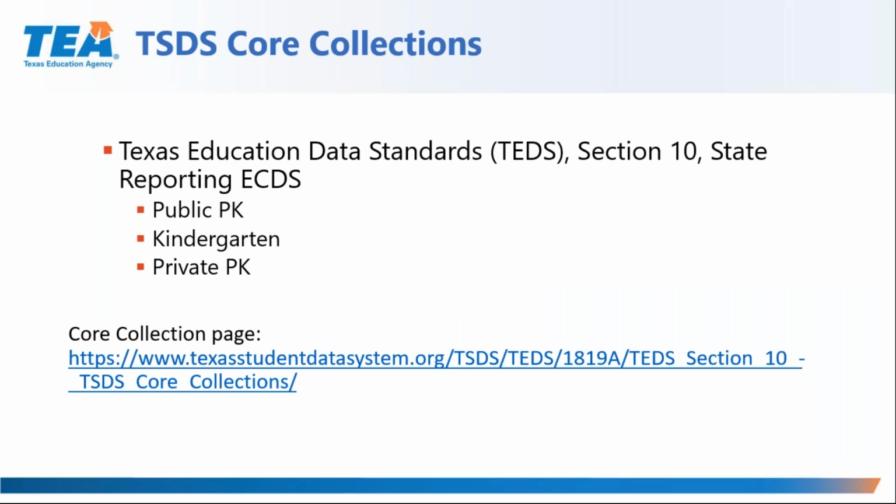So just a little bit of a highlight on the TSDS core collections. So in the core collections, the Texas Education Data Standards, Section 10 specifically relates to ECDS. So this will include the data standards for public pre-kindergarten, kindergarten, and private pre-kindergartens that opt to participate. So this will include the data elements, specific code tables, examples, interchanges, and complex types, which are really more specific for student information systems or assessment vendors. So this section is very familiar to any PEAMS champions or ECDS champions, or as I had mentioned, any student information systems or assessment vendors. So that core collection page is hyperlinked within that slide that directly takes you to the early childhood data standards for that.